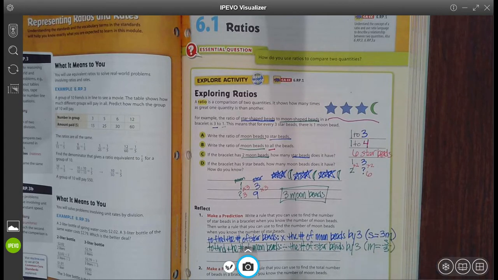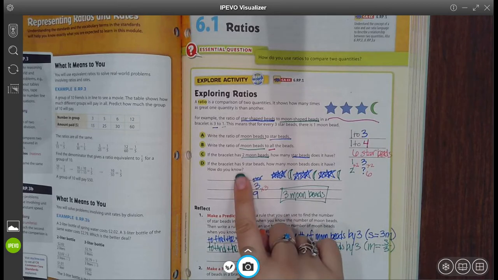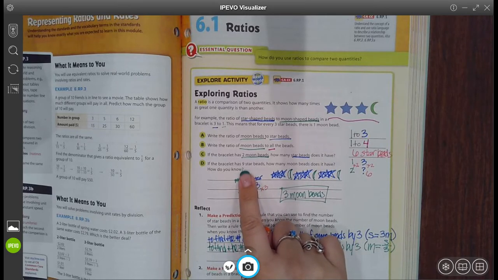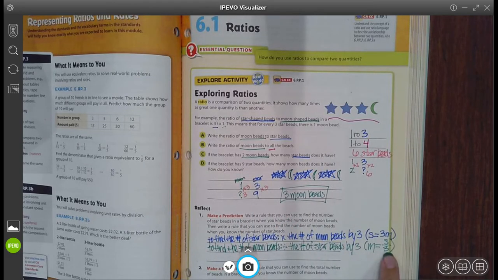Okay, and then for our other equation, it says to find the number of moon beads when you're given the number of star beads, you divide the number of star beads by 3. So for this one, we were given the number of star beads, 9. And if I divide that by 3, I get the number of moon beads. Well, 9 divided by 3 is 3, and that's how many moon beads we got. Okay, so that's what we talk about when we talk about a rule. It's what rule would always work for any number that we were given to find that missing piece of information.